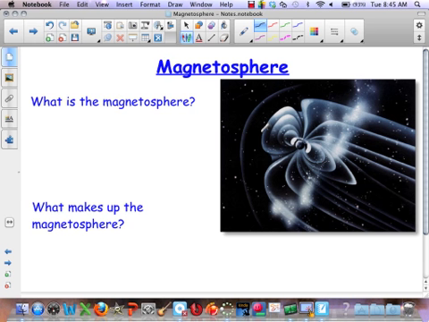And then this is our magnetosphere. Kind of looks like a giant spider.